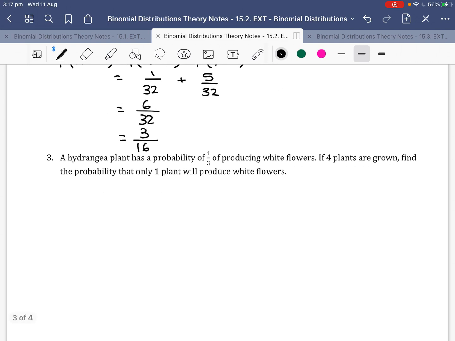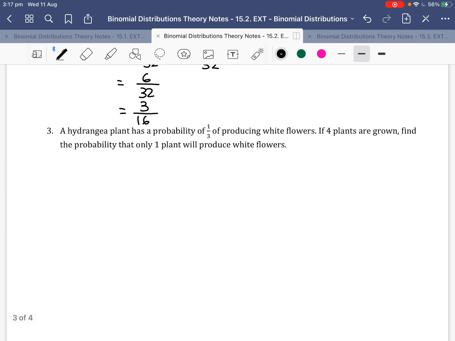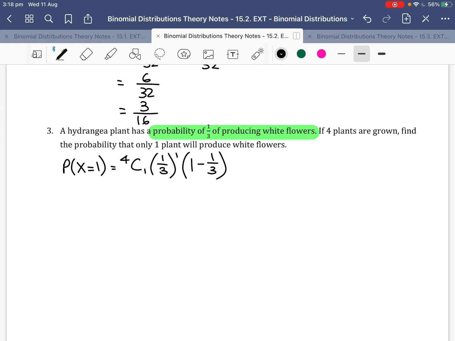For example 3, we have a hydrangea plant that has a probability of 1/3 of producing white flowers. If 4 plants are grown, find the probability that only 1 plant will produce white flowers. So we're finding the probability that x equals 1 using the same formula as we did up above. So we have 4 plants that we're choosing from, and only 1 of them will produce white flowers. Now it's telling us in the question that the probability of getting white flowers is 1/3. So that means our probability here is going to be 1/3 to the power of 1, and then it will be 1 minus 1/3 to the power of 4 minus 1.